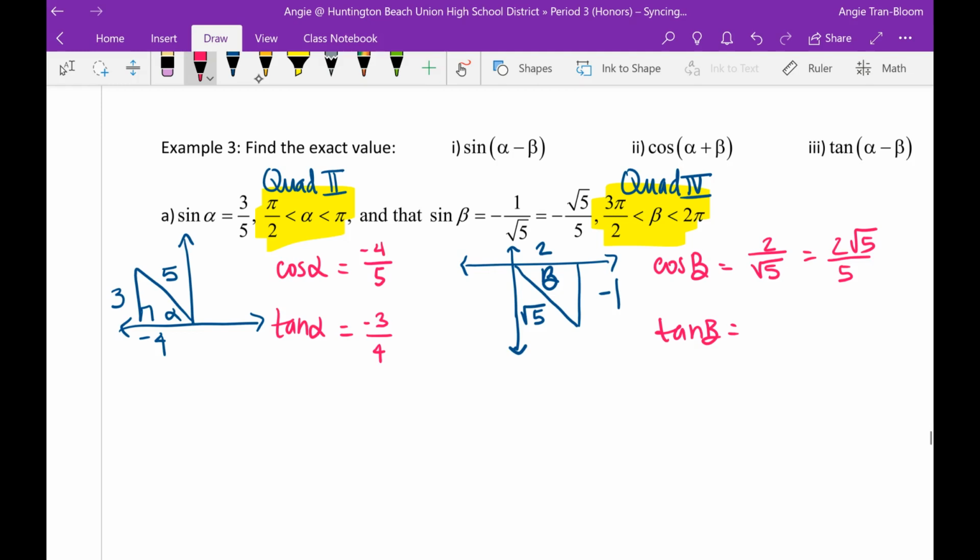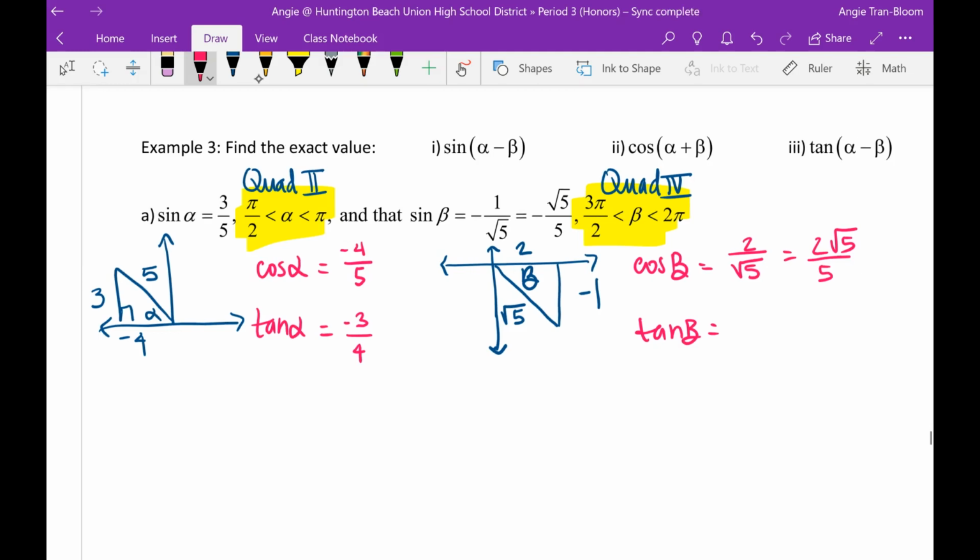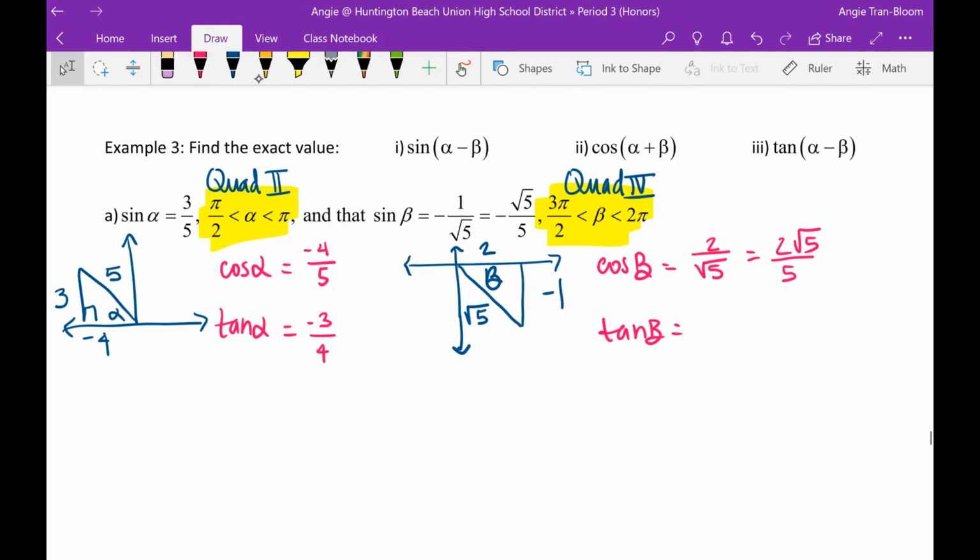Tangent of beta. Sophia, what's tangent of beta? Rad 5. I'm going to write this first. Is that okay? Do you guys agree with that? So tangent is opposite over adjacent. So is that okay? All right.